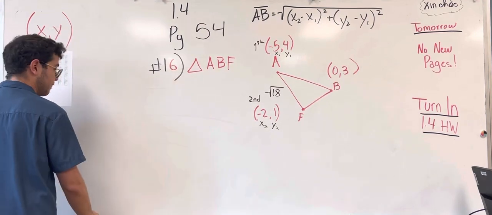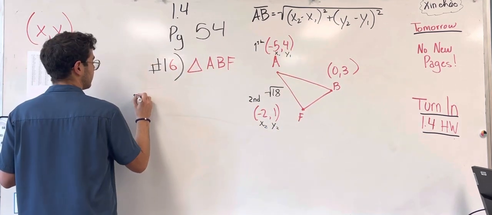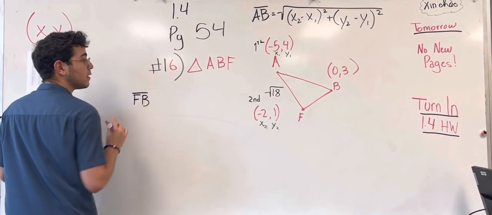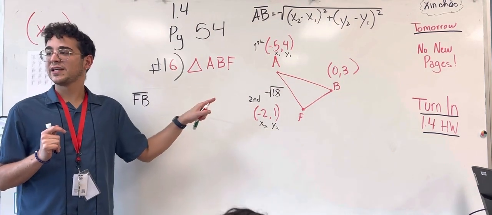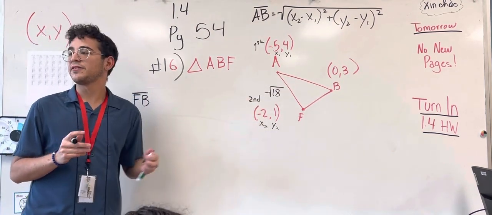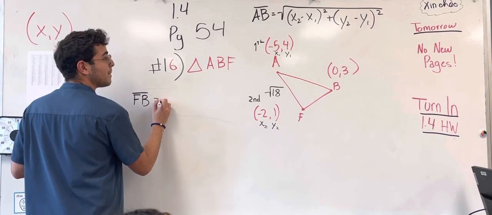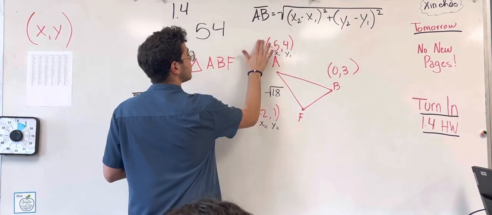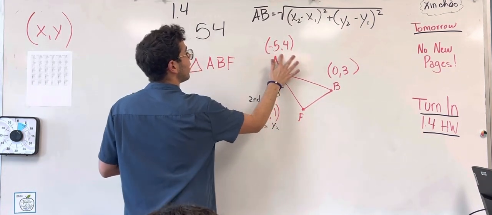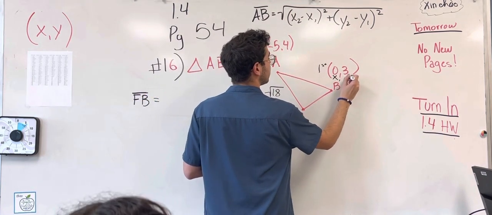Let's go ahead and find FB now. The video, you can pause it, and you can just write that for now, okay? FB. This will be our second point. This will be our first point. So we have x1, y1.